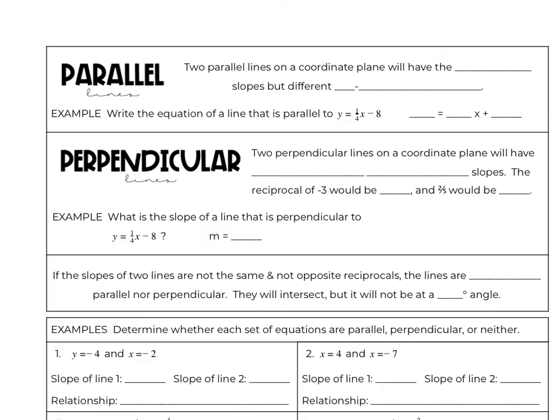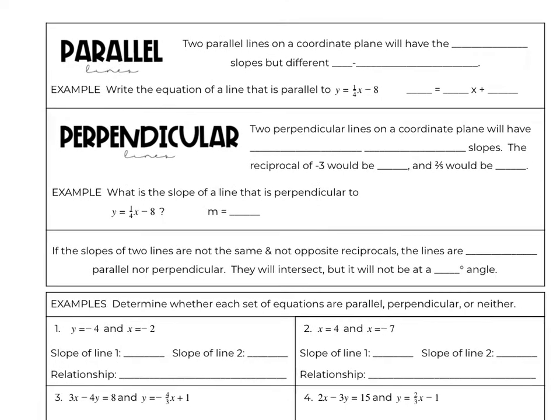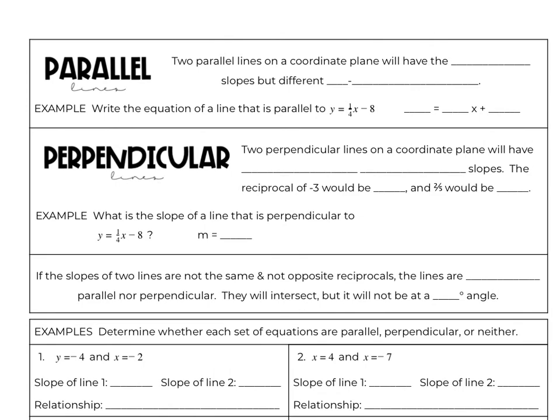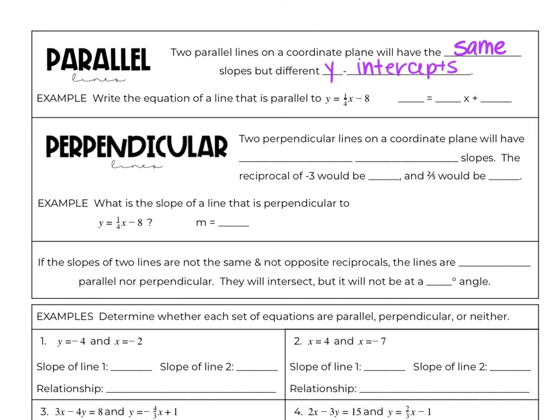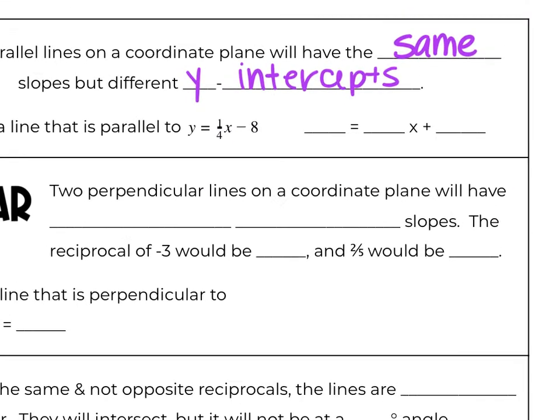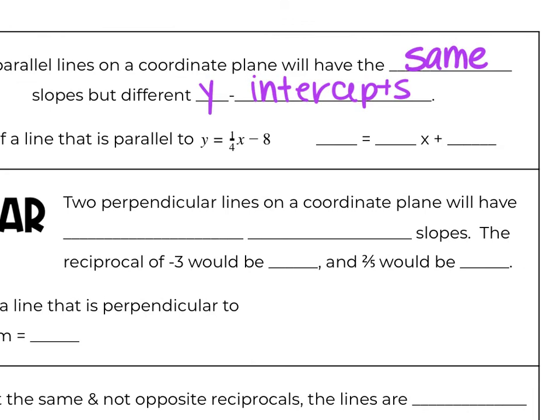Okay, flip. Okay, everything to here should have been review. Now might be a little bit new. I do think you have done it a little, but I just don't know how much you got to last year with it, to be honest. All right, so 2 parallel lines on a coordinate plane will have the same slopes, but different y-intercepts. Okay? So, for example, if we have an equation here that says I want to write an equation of a line that is parallel to y equals 1/4 x minus 8.